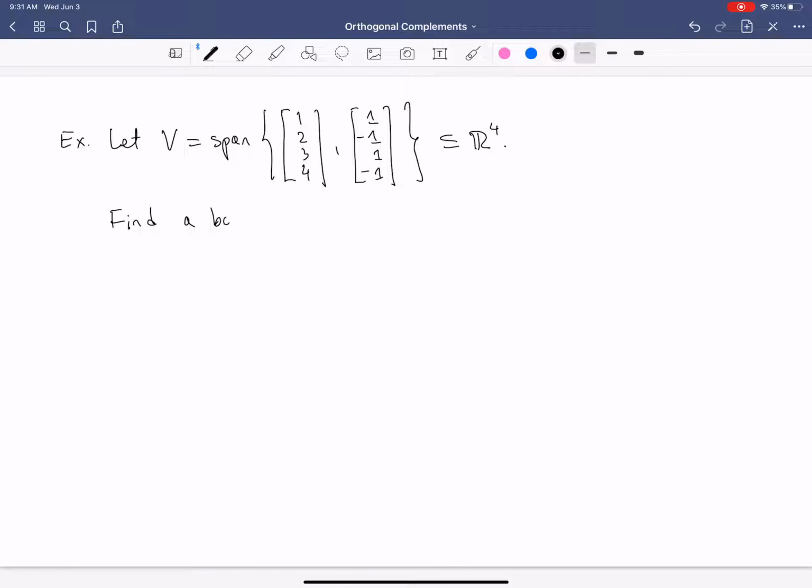Now, I will ask the question: find a basis for the orthogonal complement of V. So how can I find, or how can I describe the orthogonal complement of a vector space that happens to be in R4? We are mostly interested in vector spaces that are column vectors, consisting of real numbers. All these things are also true for complex numbers.